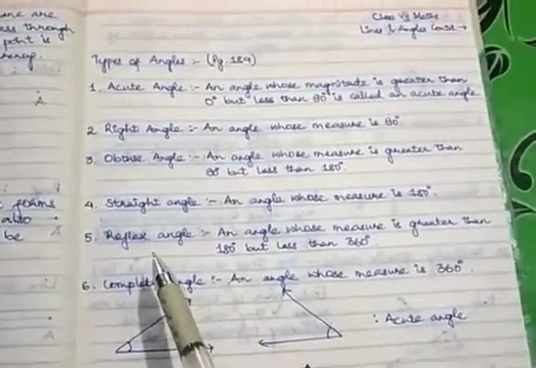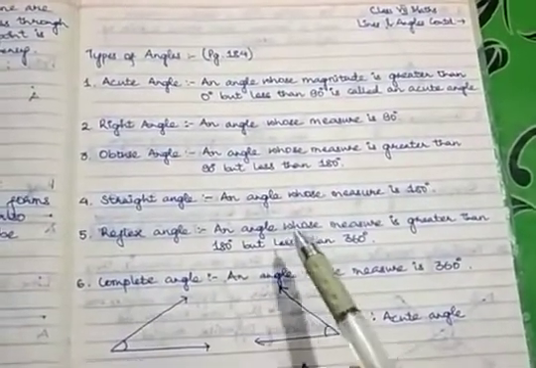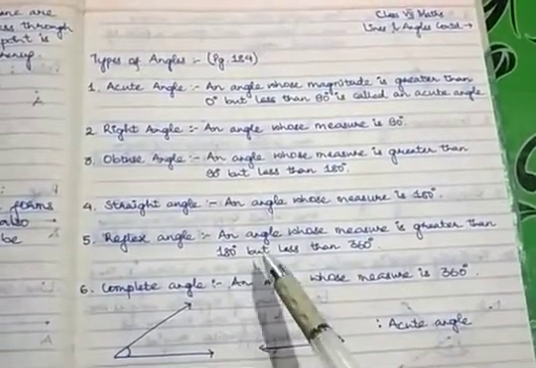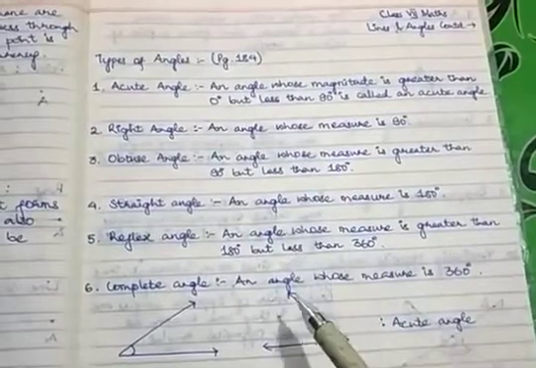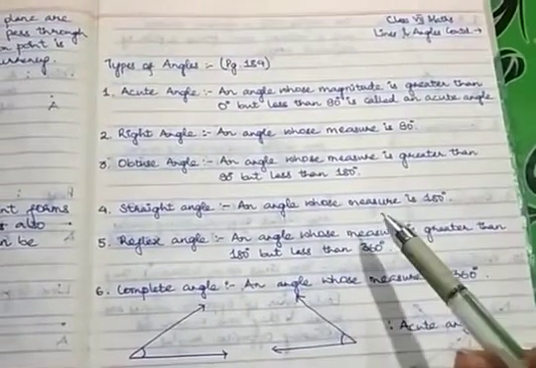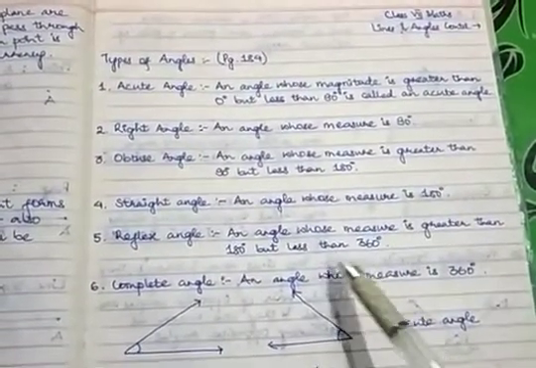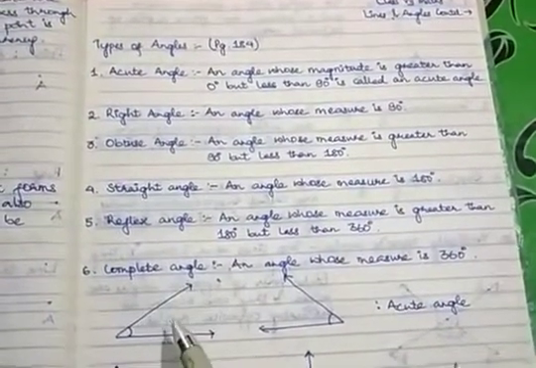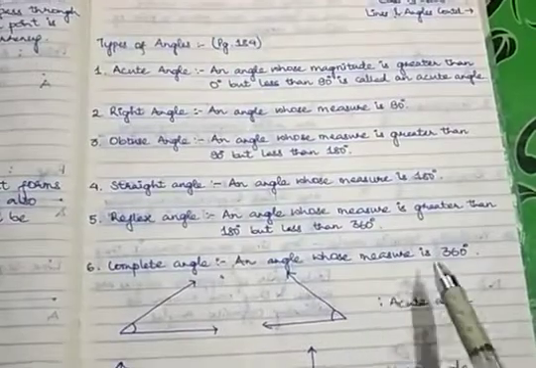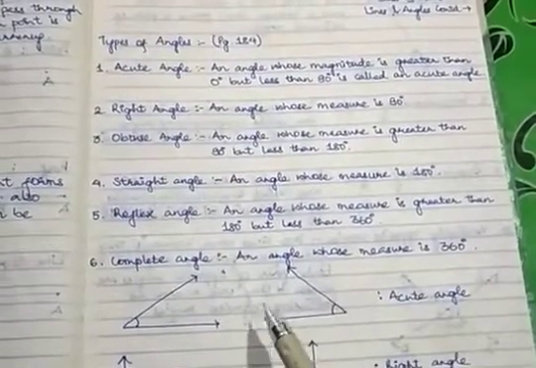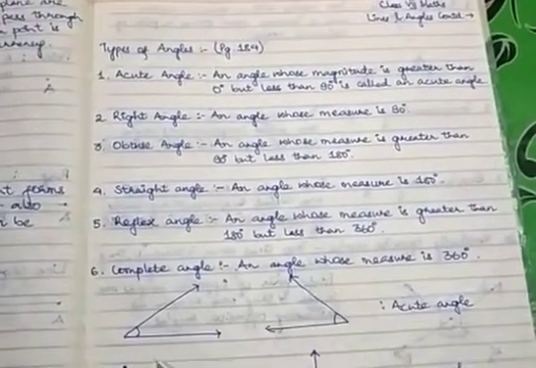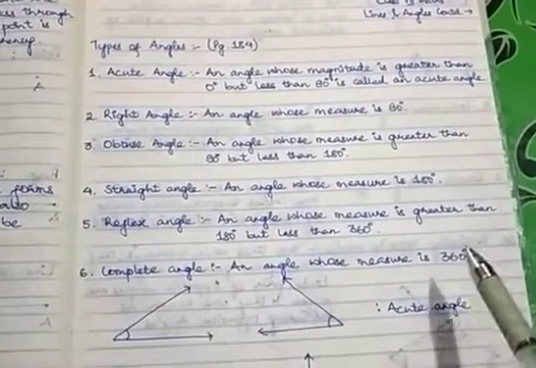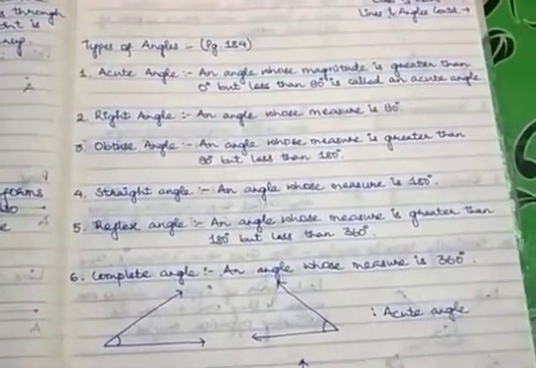Now after that comes a reflex angle. A reflex angle is an angle whose measure is greater than 180 degree but less than 360 degree. After that comes a complete angle, an angle whose measure is exactly 360 degree. Your complete angle is nothing but a circle. A circle is a complete angle, that is, its measure is 360 degree.